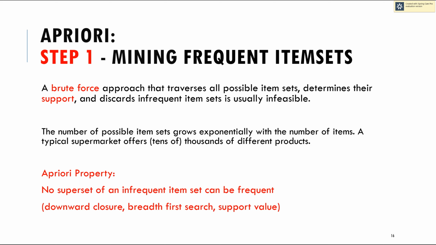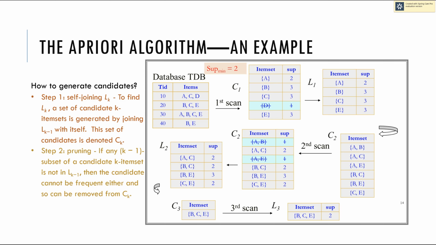Okay. So the first approach is brute force, which traverses all possible itemsets, determines their support, and discards the infrequent sets, which is usually infeasible here. The number of possible itemsets grows exponentially with the number of items. A typical supermarket often offers tens of thousands of different products, so it will be a very massive calculation if you use a real world data set. So in the Apriori property, no superset of an infrequent itemset can be frequent, meaning that it is downward closure, breadth-first search, and you have to calculate the support value. So this is the example of the Apriori algorithm.